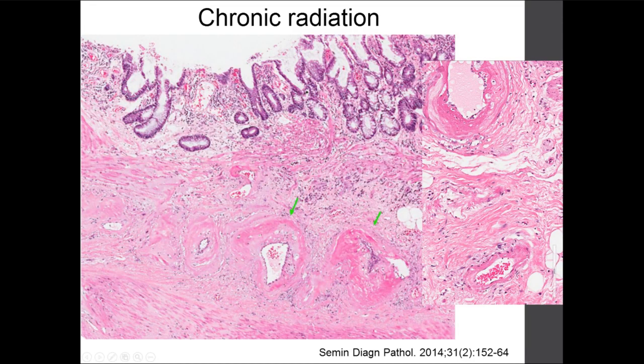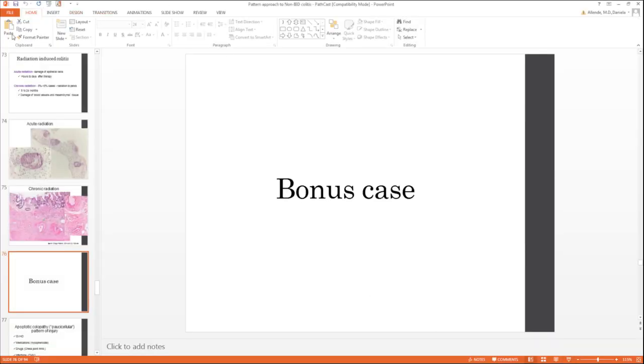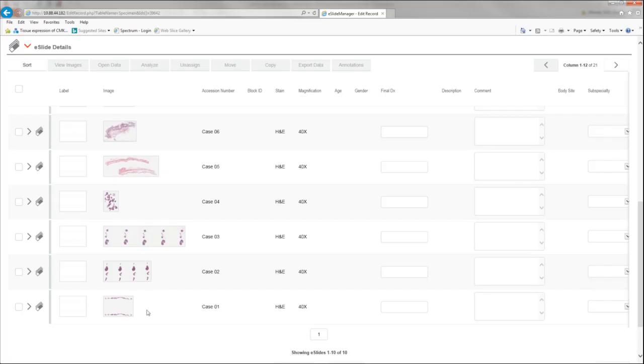Chronic radiation is what we see more commonly. It has this chronic look of injury, but what is also classic in these cases is this hyalinized, foamy arteriopathy that characterizes these cases, as well as sometimes stromal atypia and endothelial atypia. We're going to see the last case that I have for you today.